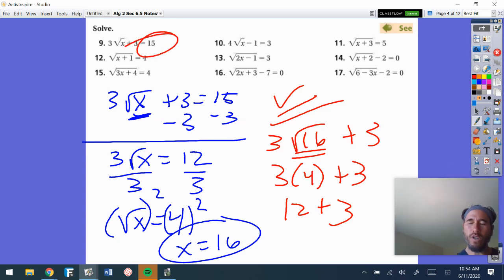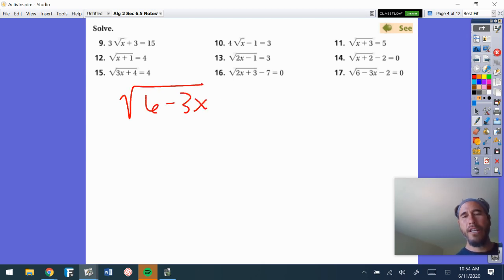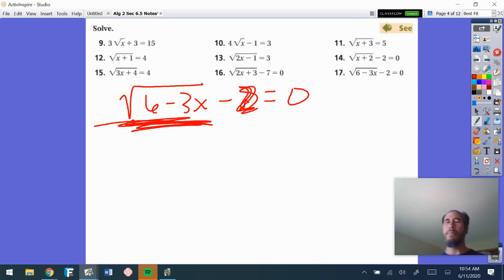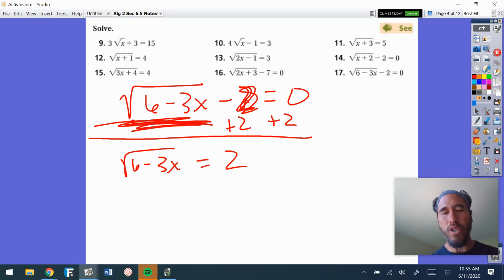I would say the toughest one on this page, without a doubt, is number 17. All right, so here we go. Square root of 6 minus 3x, minus 2 equals 0. Okay, I've got to get rid of the radical. I've got to get the radical by itself. So that means I'm going to add a 2 first on both sides, right? Plus 2, plus 2. I get the square root of 6 minus 3x equals 2. Got to get rid of the radical. What number's in the ditch? A 2 is in the ditch, so I'm going to square both sides.